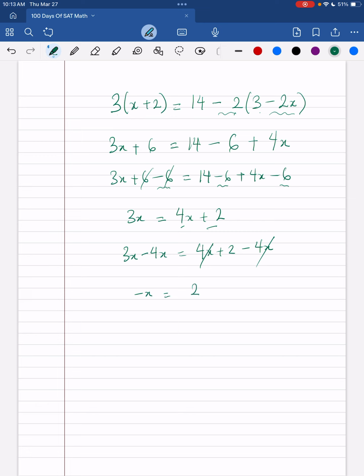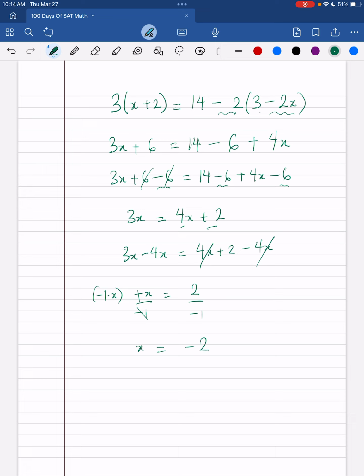Now, if you divide both sides by -1 to undo the negative, because this is the same thing as saying -1 times x. So to undo the effect of multiplying -1 by x, you can divide by -1. But what you do for the left, you must also do for the right. So this cancels this. This becomes x equals -2.